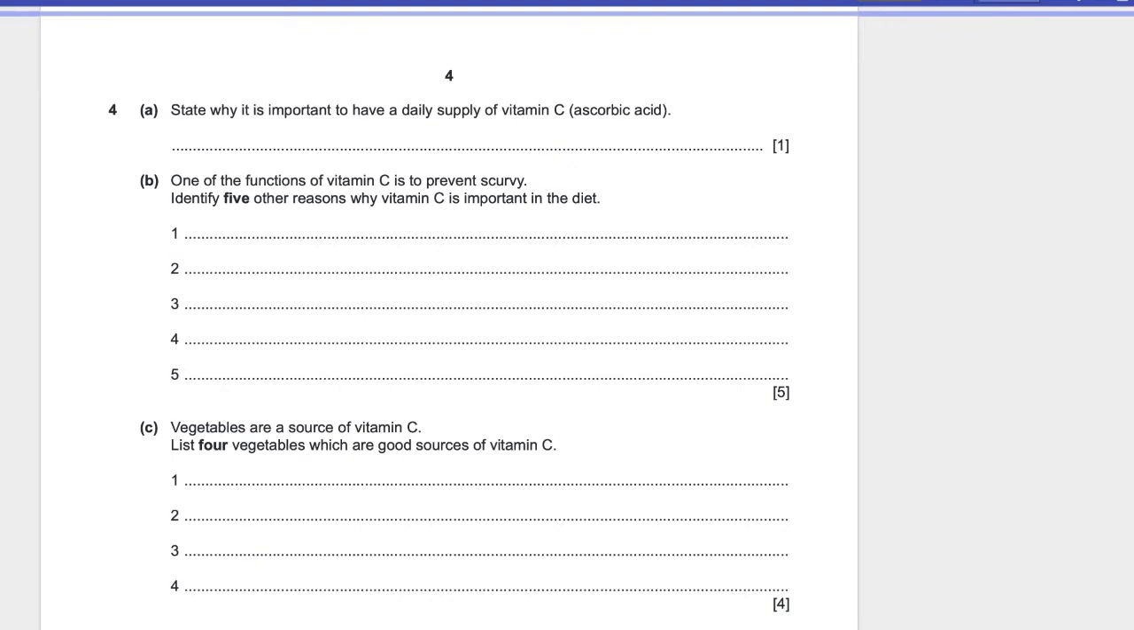State why it is important to have a daily supply of vitamin C. Vitamin C cannot be stored in the body, so we need to eat a daily supply of it. 4b. One of the functions of vitamin C is to prevent scurvy. Identify 5 other reasons why vitamin C is important in the diet.